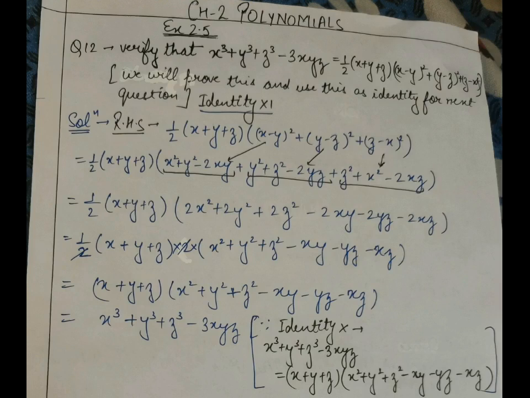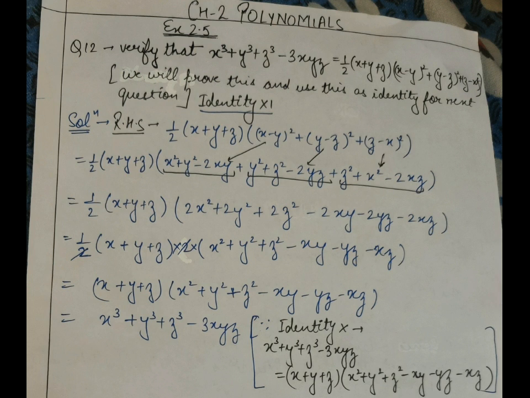So in today's class we are continuing with our exercise 2.5. First question number 12 we are solving, and after solving it we will use it as identity number 11 for the next question. So we are starting with RHS first.